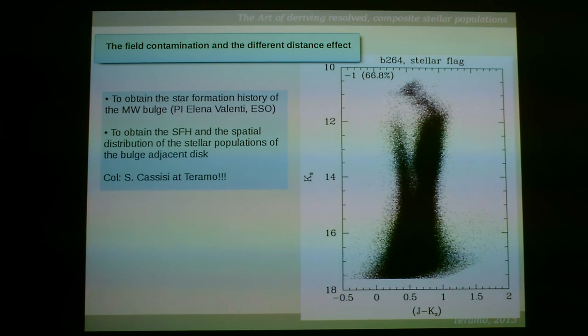We have a student at IAC involved in this work. Our intention is to obtain the star formation history of the Milky Way bulge in collaboration with Elena Valenti of ESO, and to obtain the star formation history and the spatial distribution of the stellar populations of the disk adjacent to the bulge in collaboration with Sandro Sicilia.